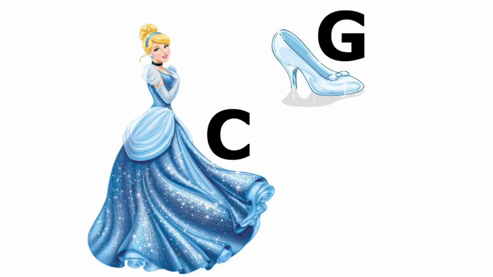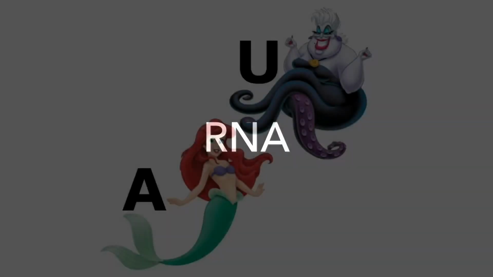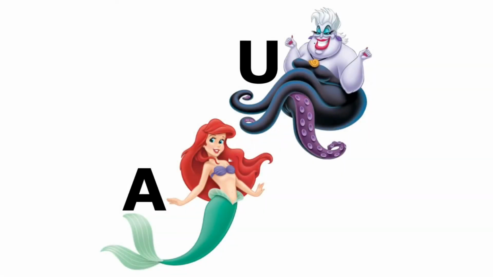You can think of Cinderella and the glass slipper to help you remember. The other pair is with adenine. In DNA, adenine pairs with thymine, which can be remembered by Ariel and Triton. But in RNA, adenine goes with uracil, which can be remembered by Ariel and Ursula.